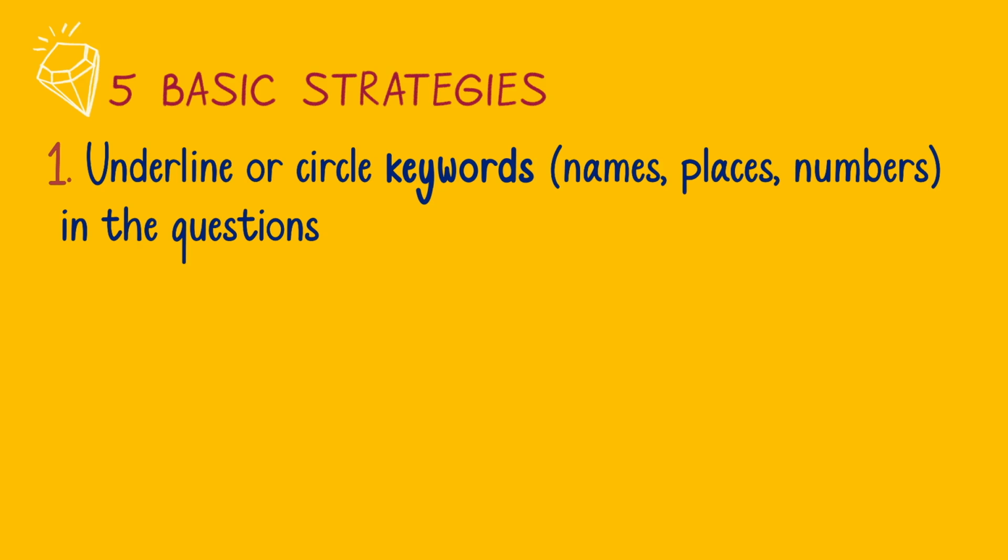Now, there are 5 basic strategies to answer this type of question. The first one is that you underline or circle keywords. And what are keywords? By keywords, I mean numbers, names, places, right? These are dates, for example. These are keywords that you can easily find in the text.